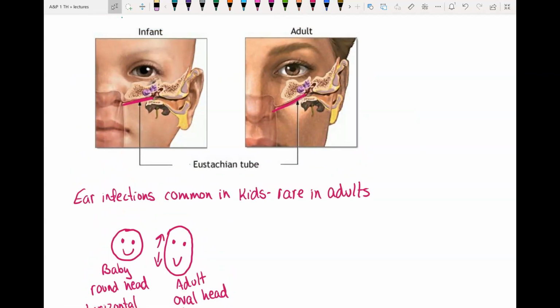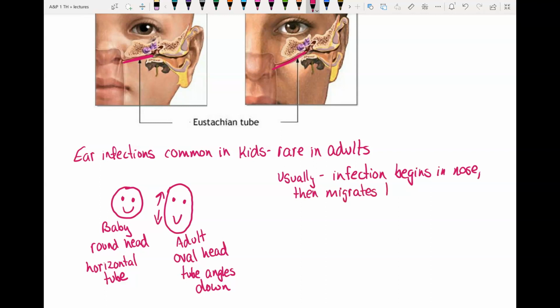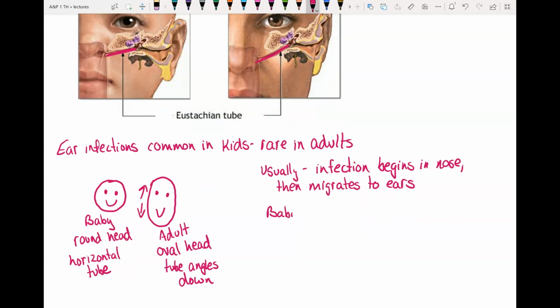Now, if you have kids or you've been around kids a lot, think about what precedes an ear infection. They don't usually just suddenly out of the blue wake up and have an ear infection. They get an ear infection after they've had a snotty nose. So ear infections tend to follow something going on in the nose, a cold or a sinus infection. So usually the infection begins in the nose, then migrates to the ears. The reason ear infections tend to follow nose infections is because of that eustachian tube. In a baby, that infection can easily migrate up that eustachian tube into the ear.